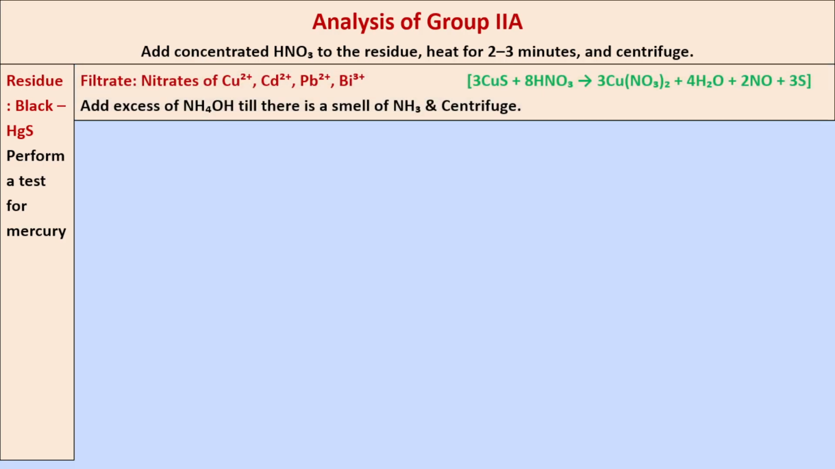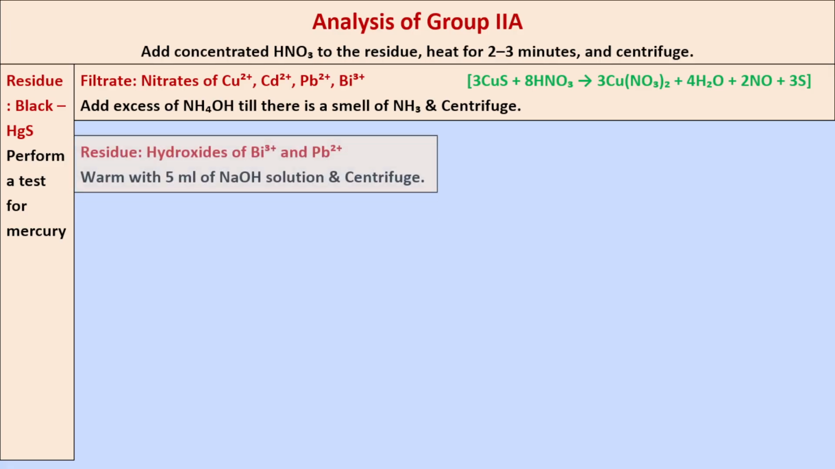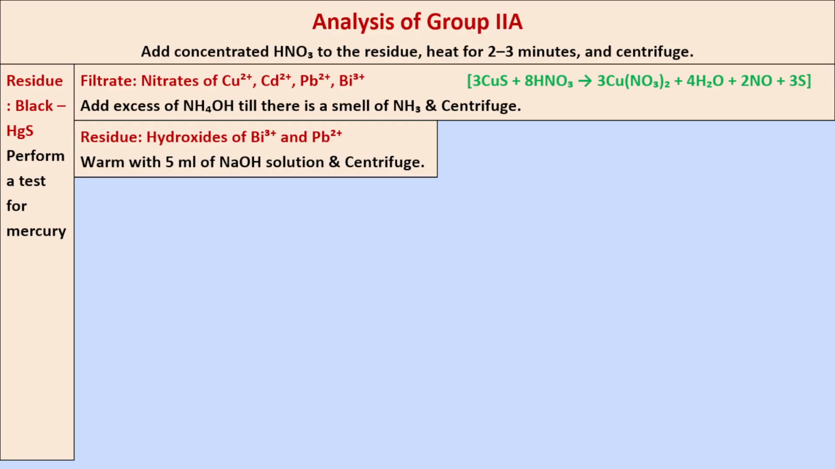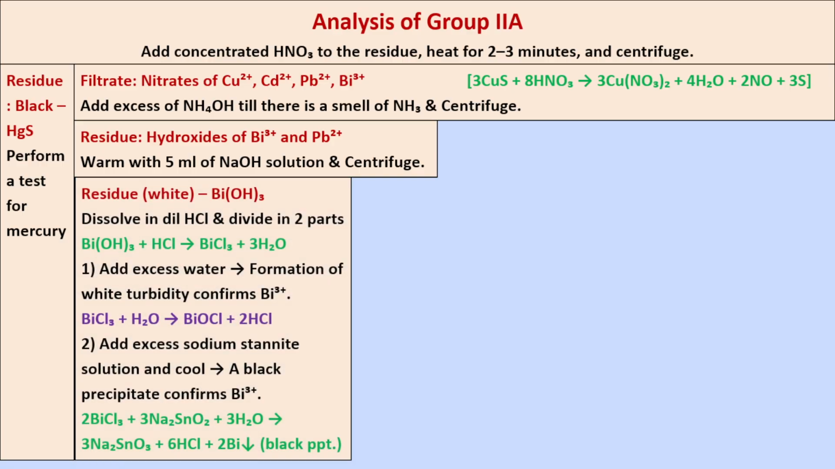The filtrate may contain the nitrates of copper, cadmium, lead and bismuth. To this solution, add excess ammonium hydroxide until the characteristic smell of ammonia is noted. The solution is then centrifuged. The residue at this stage contains bismuth and lead hydroxide. This residue is warmed and approximately 5 ml of sodium hydroxide solution is added and then centrifuged. If the resulting residue is white, it is identified as bismuth hydroxide.